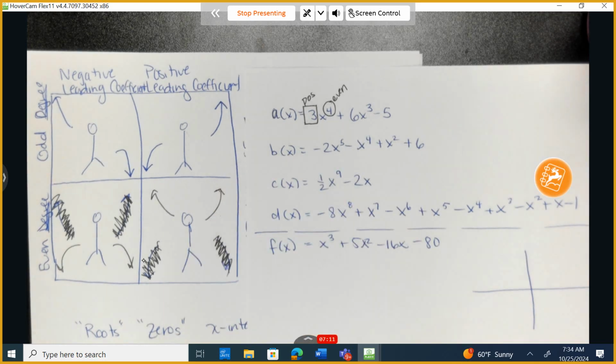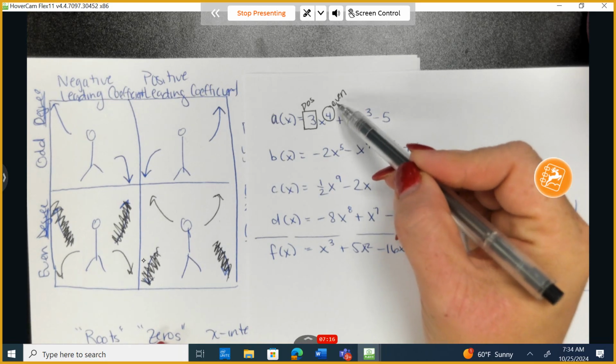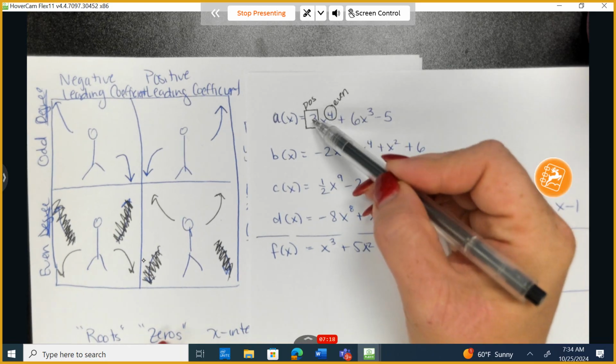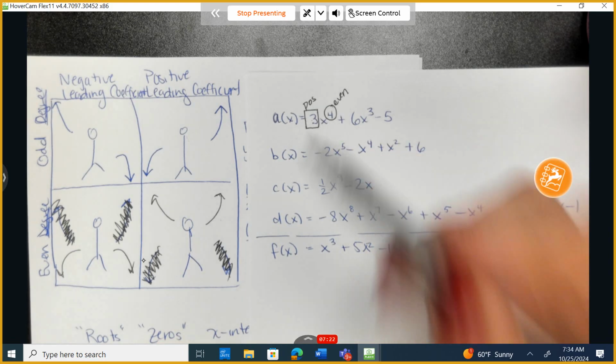All right, so here we go. So I again have identified the degree, and I'm going to classify it only as even or odd. Then I'm going to box in the leading coefficient and write positive or negative.